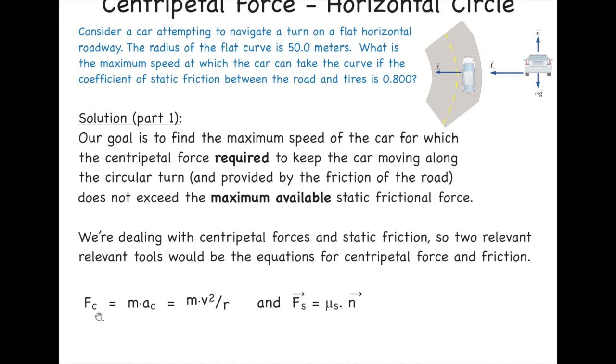All right, so here's the equation for centripetal force: it's mass times centripetal acceleration, m v squared over r. And here was our force for maximum static friction. There should be a comma max here.